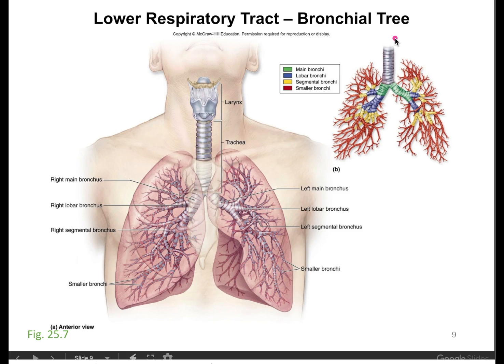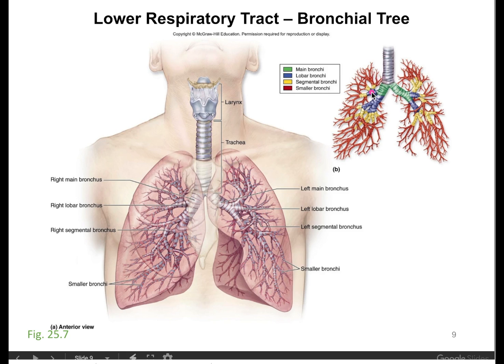So we're moving down the trachea, and at the level of the sternal angle here, right here, the trachea is going to bifurcate into a right and a left main bronchus or primary bronchus. And it's the screen over here. And these are contained within the mediastinum.